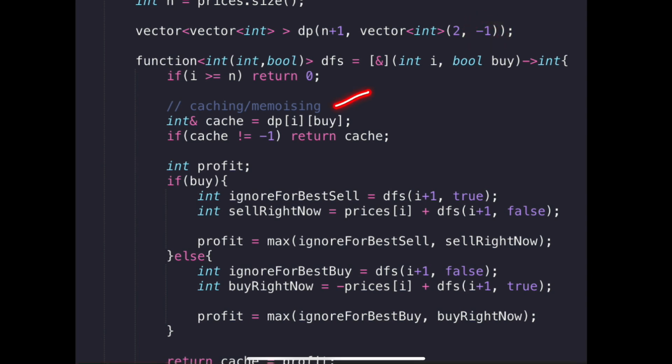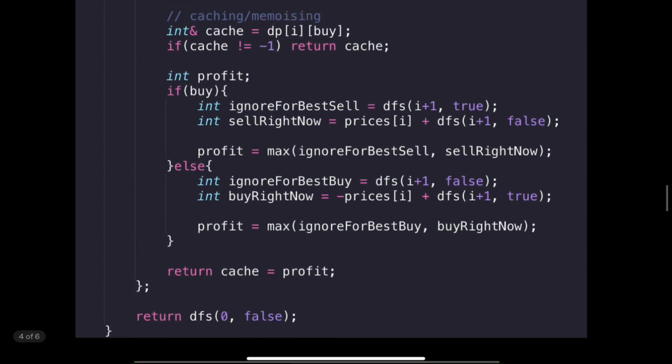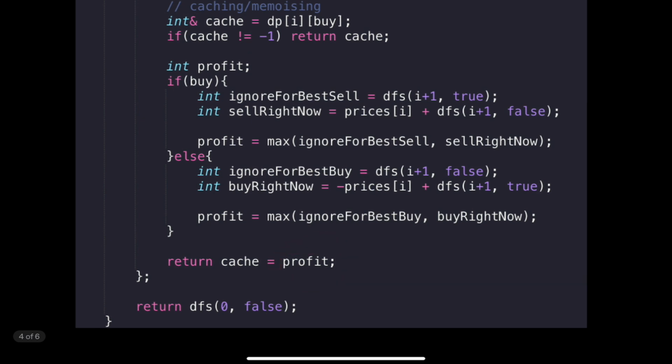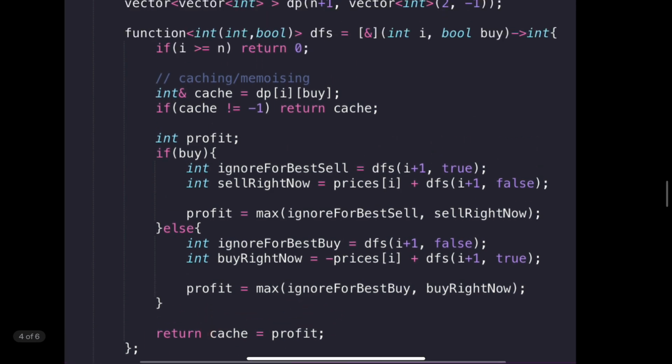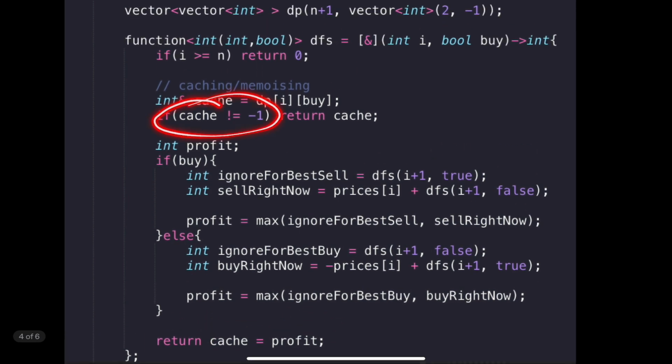And here we are caching or memoizing. So firstly, at index i for buy in the DP array, we are checking whether it is -1. When would it be -1? When no entry has occurred here. But we are always updating our maximum profit in the cache that we have created. So at any instance, if our cache is not -1, that means we have already computed it. So why compute it again and again? So we are directly returning the cache. So basically this is the DP stuff.